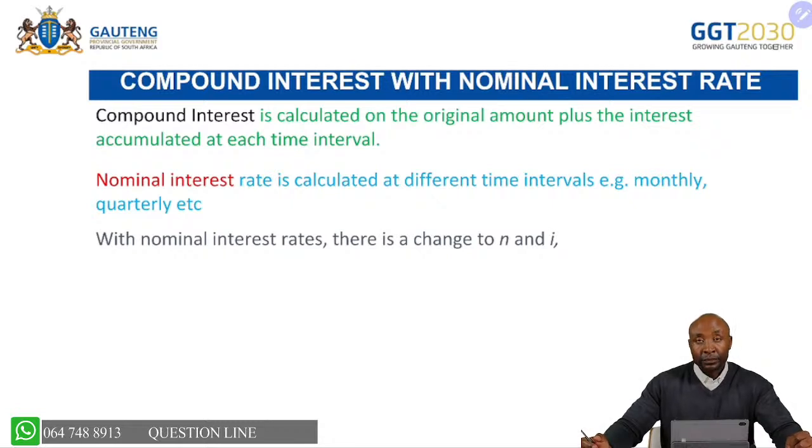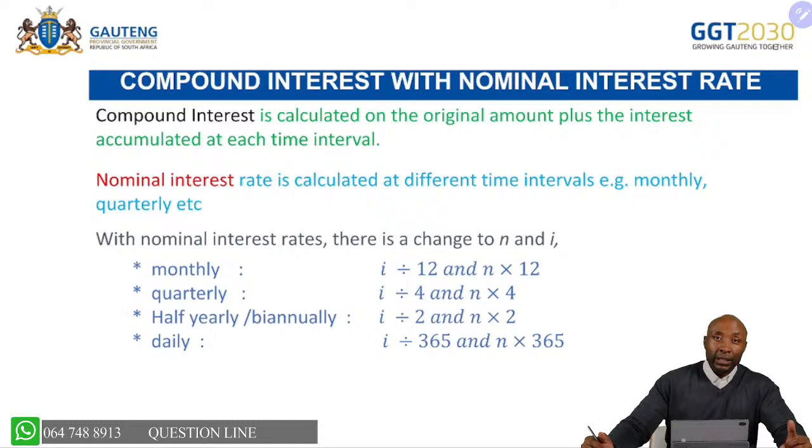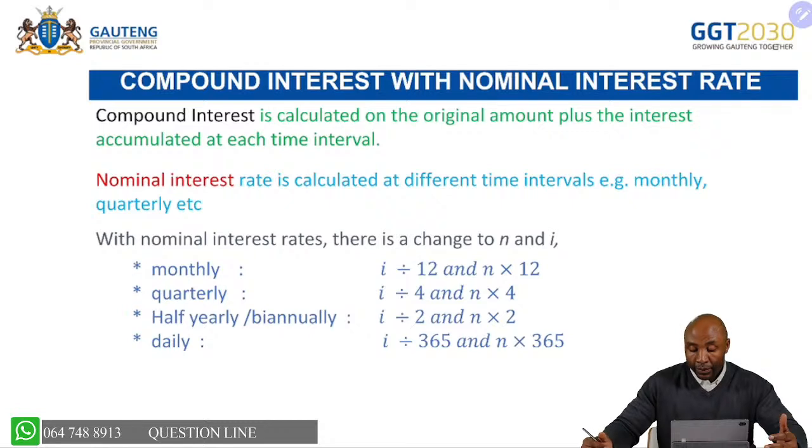Right, so with nominal interest rate, there is a change to N and I. As I have mentioned, if our interest is compounded monthly, you will find out that we'll divide our I by 12, and then to get our exponent, we'll multiply the N, which is the number of years, by 12. Quarterly, we divide our I by 4 and multiply our N by 4.